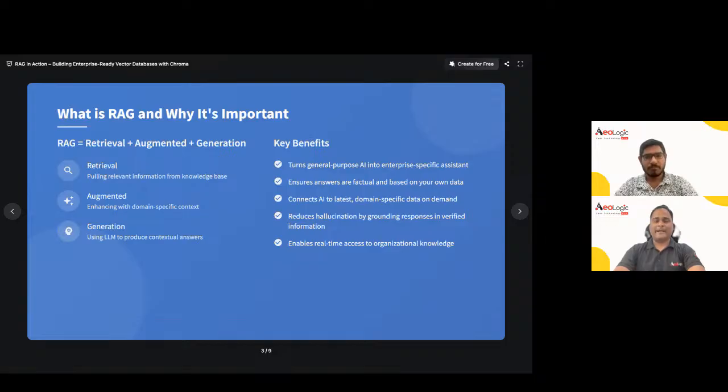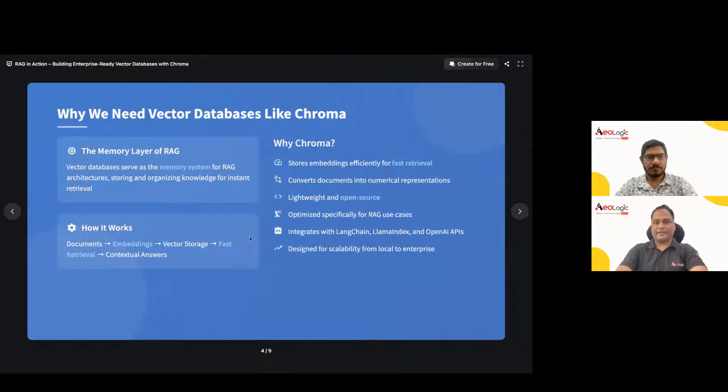A vector database is the memory layer for a RAG system. When you feed in your data, which can be in the form of PDFs, documents, support tickets, logs, in any form, it converts these data into embeddings, or we can say numerical representations. A vector database like Chroma stores these embeddings efficiently and allows the AI to retrieve the most relevant chunks in milliseconds. It also speeds up the process of querying and getting answers from any data.